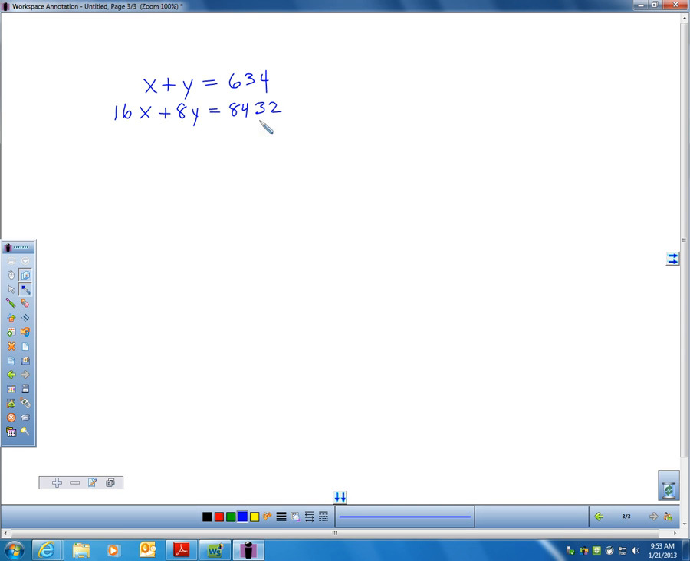This is an easy elimination problem. If I just multiply the top equation by 8, I'll get 8y, and then I can subtract and the 8y's eliminate. So let's rewrite this. So I'm going to rewrite this top equation, multiplying everything by 8. So equation A will now turn into 8x plus 8y equals, let me take my calculator, 634. I got to multiply it by 8.